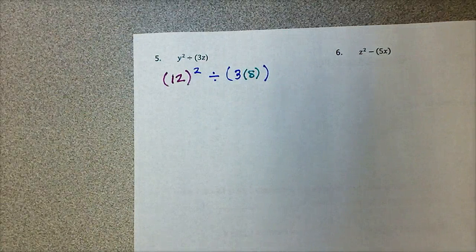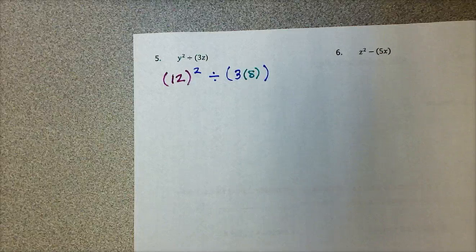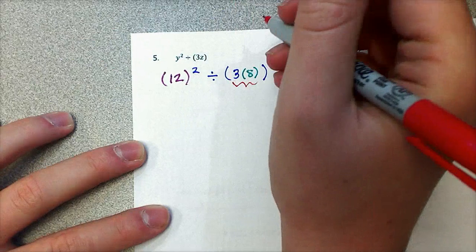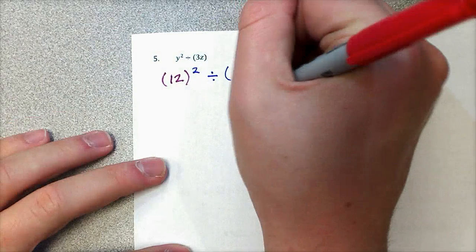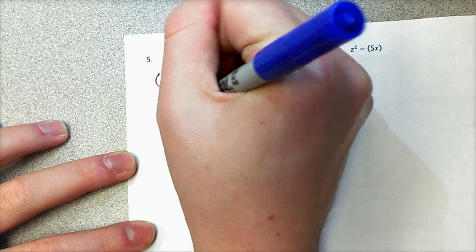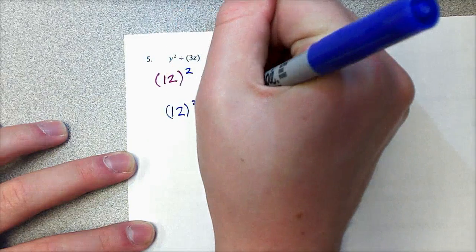Okay, in order of operations, we always do what's inside parentheses first. This time I have a 3 times 8 inside the parentheses, so I can do that first. Okay, inside these grouping symbols, 3 times 8 is 24. So I have 12 squared divided by 24.